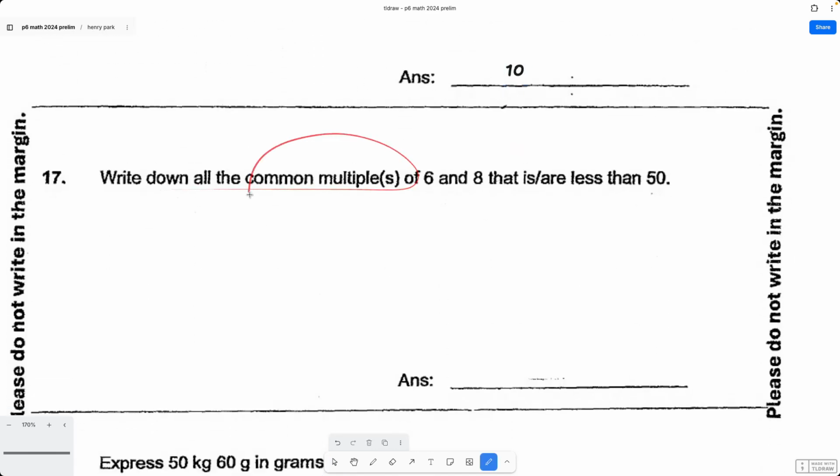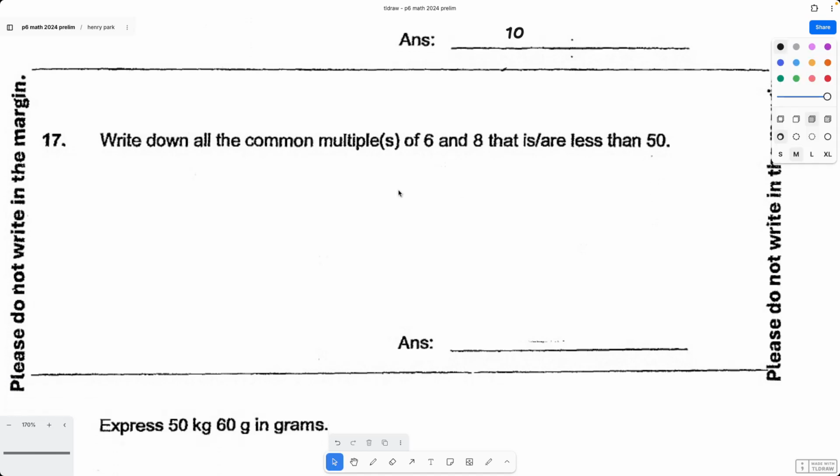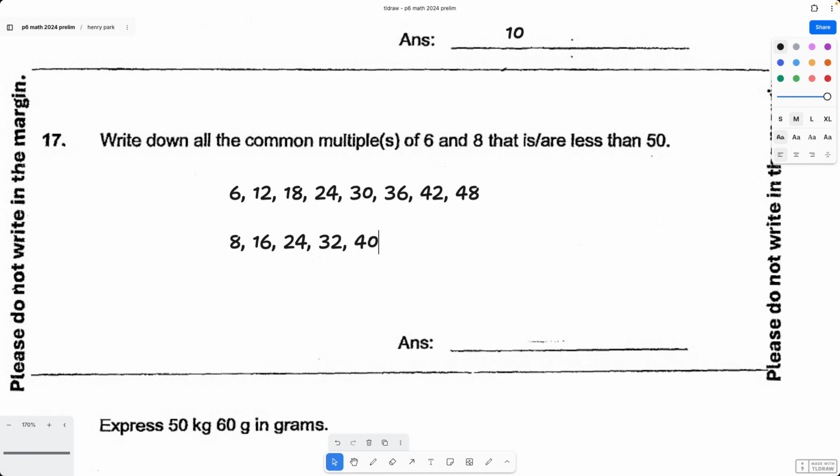Write down all the common multiples of 6 and 8 that are 50 or less. So for 6, you have 12, 18, 24, 30, 36, and then 42, 48, and we won't go after that. For 8, we have 8 and 16, 24, then 32, 40, and then we have 48. Now we can see what the common multiples are.